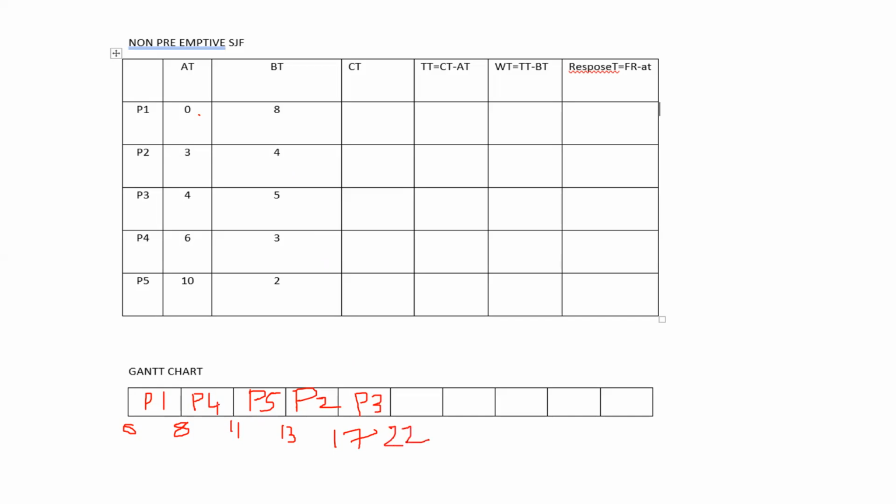It is easy. Once a process is placed, I can't remove it. At the start, only this process was there, so I ran it until 8. But before 8, processes with arrival times 3, 4, 6 came, and among them I took the smallest. In first come first serve, we would only see the order of arrival, but here we go according to burst time. This non-preemptive case is very easy.